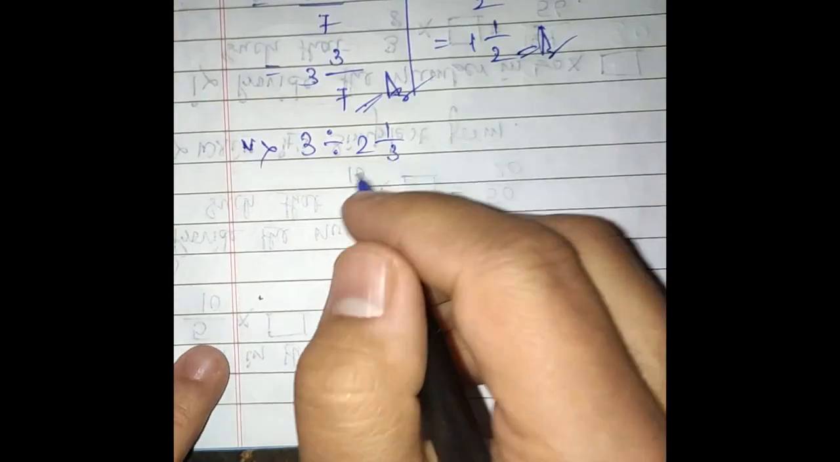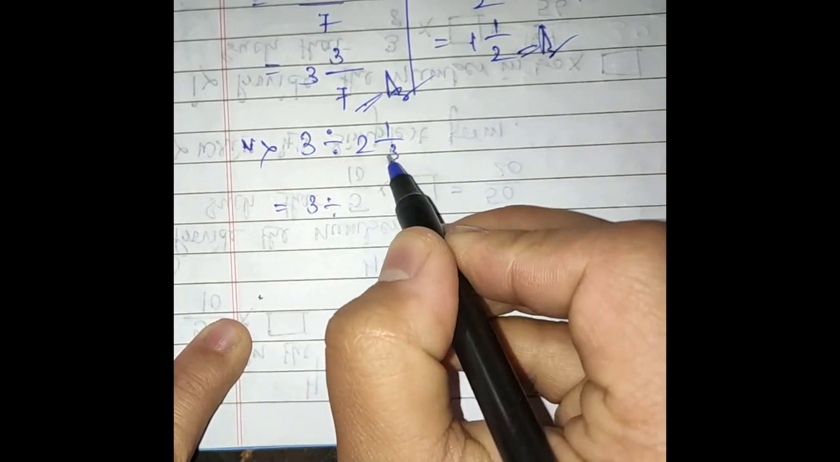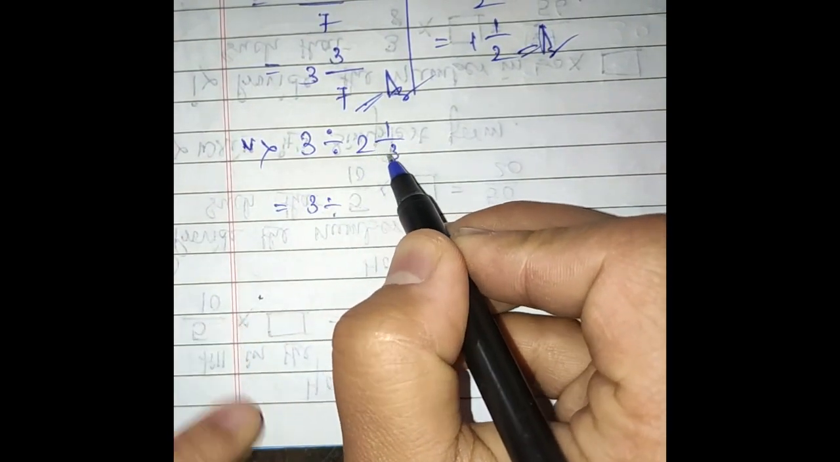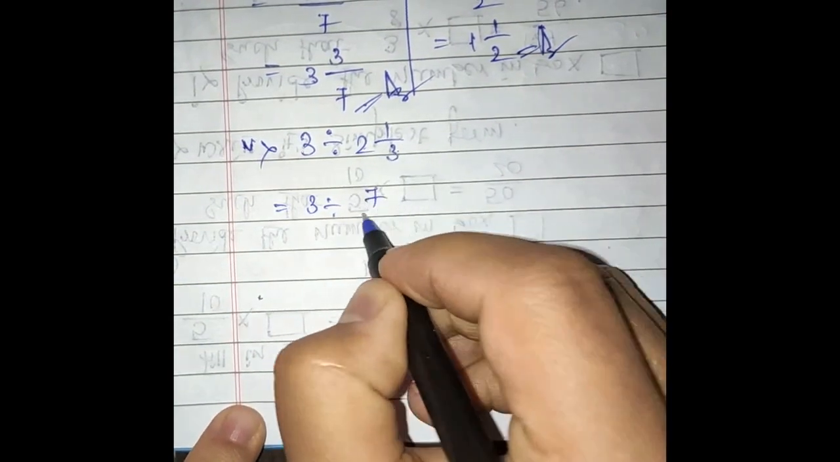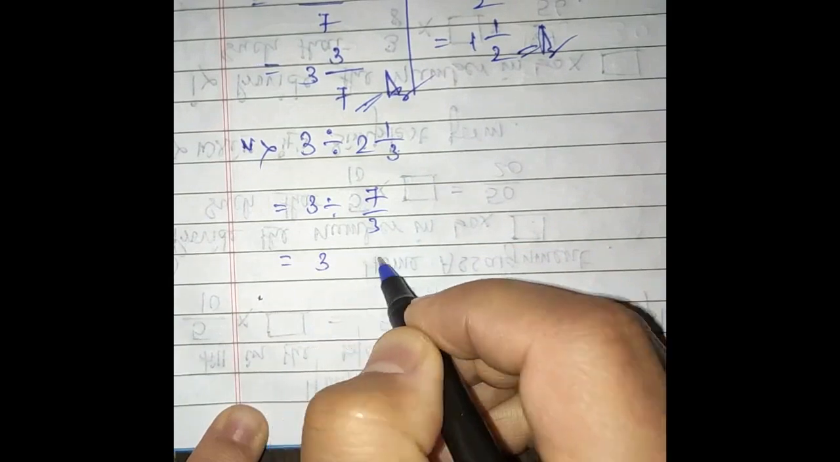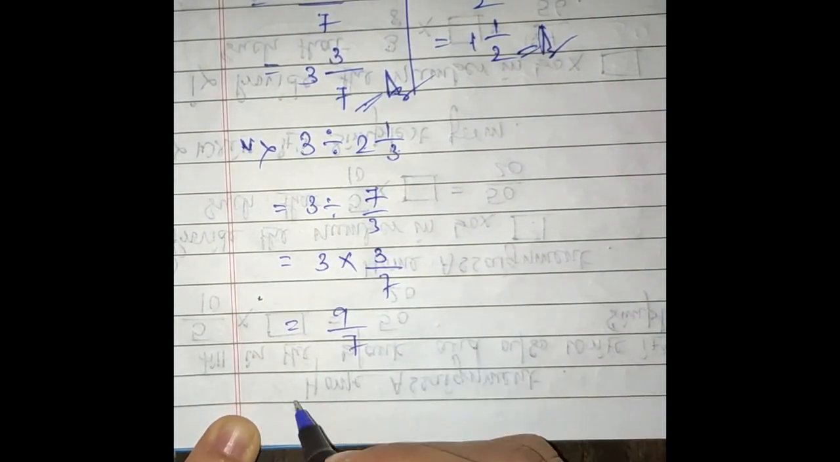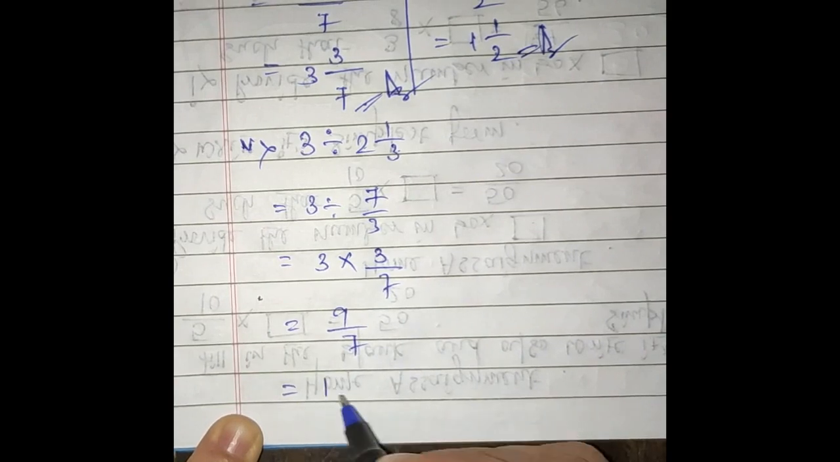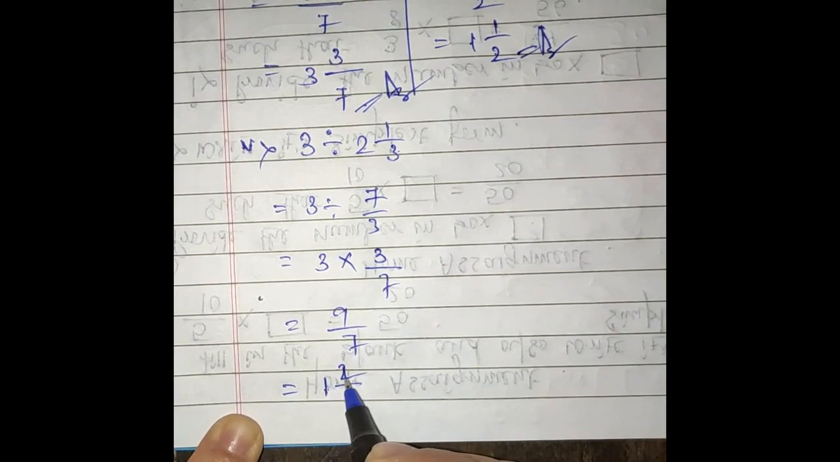So the next question is 3 divided by 2 whole 1 by 3. First of all, we will convert this mixed fraction into an improper fraction. 3 2s are 6, 6 plus 1, 7 by 3. So we will write it like this: 3 into 3 by 7. 3 3s are 9 by 7. We can write 1 whole 2 by 7. 7 1s are 7, 7 plus 2 is 9. It is 1 whole 2 by 7.